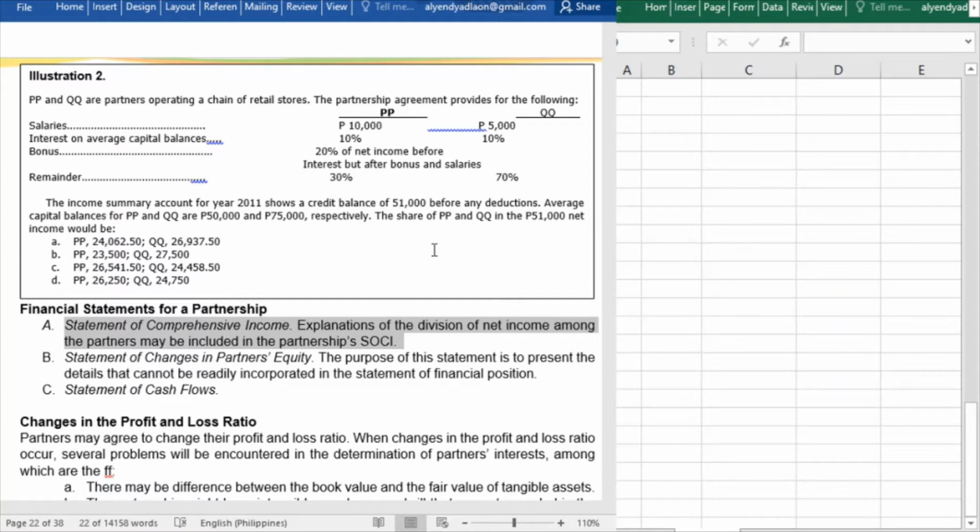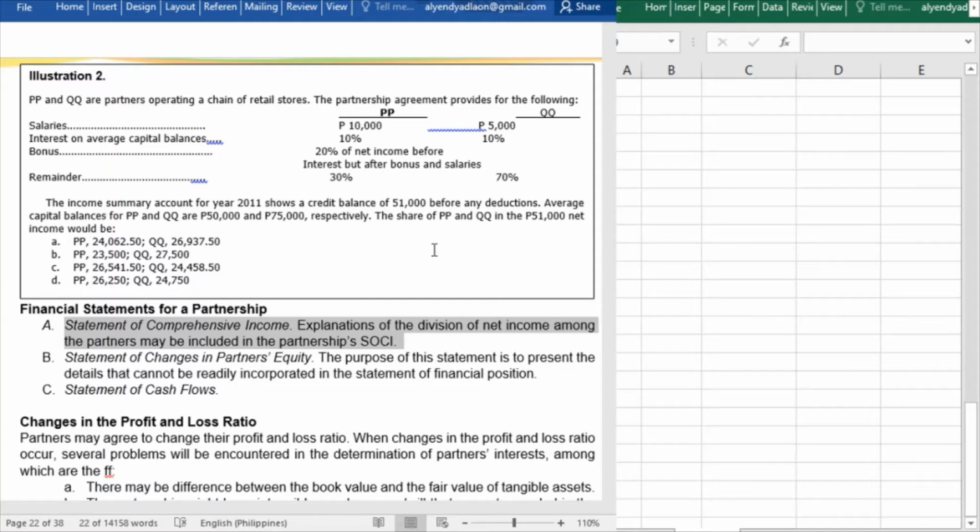So, you may disclose there how the profit is being distributed, or you may also disclose the computation of the profit. But take note, it is not required, okay? But you may include it so that those who look at the financial statements will understand.